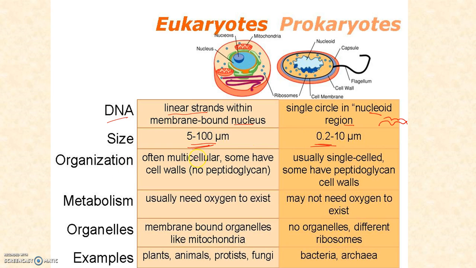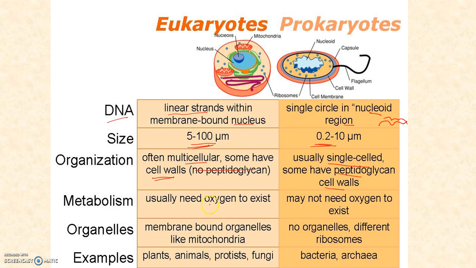Organization. Well, eukaryotes are mostly multicellular. Some are, of course, unicellular too, but often they are multicellular, and some have cell walls. Like plants, they have a cell wall, or fungi, they have chitin. But the cell wall is not made up of peptidoglycan. Bacteria are all single-celled. They have a very unique cell wall made up of peptidoglycan.